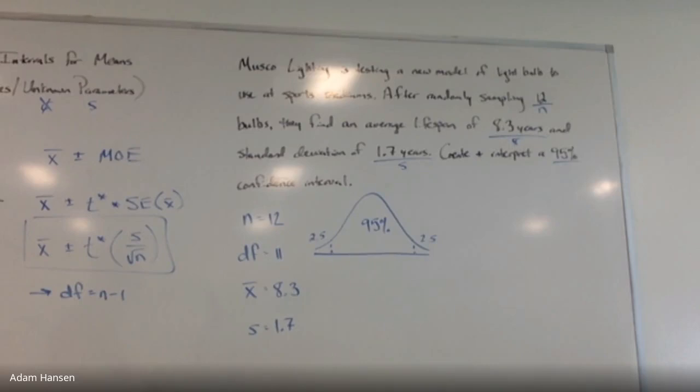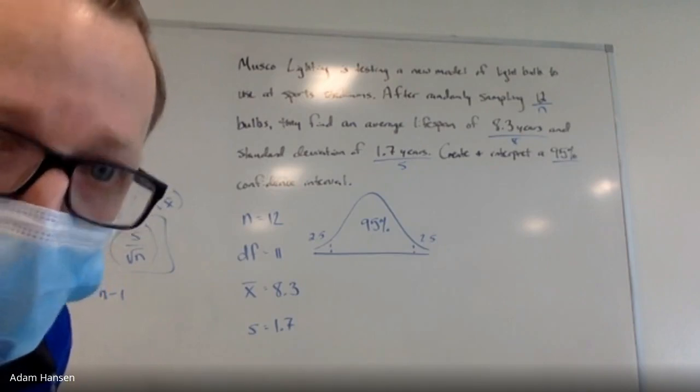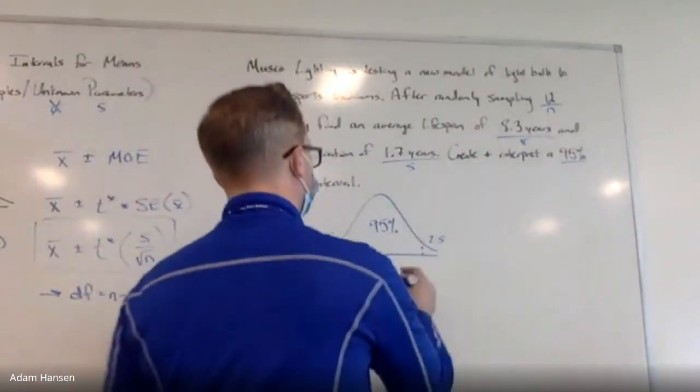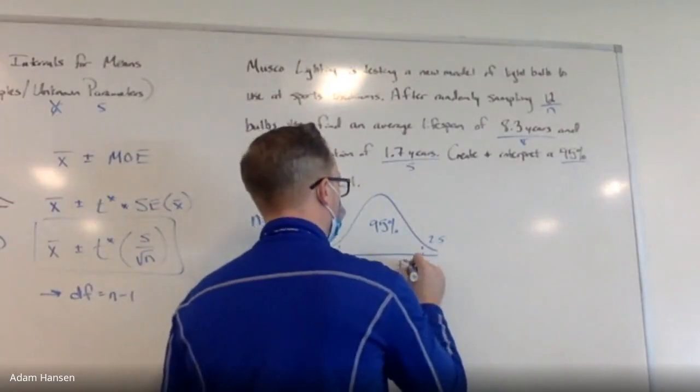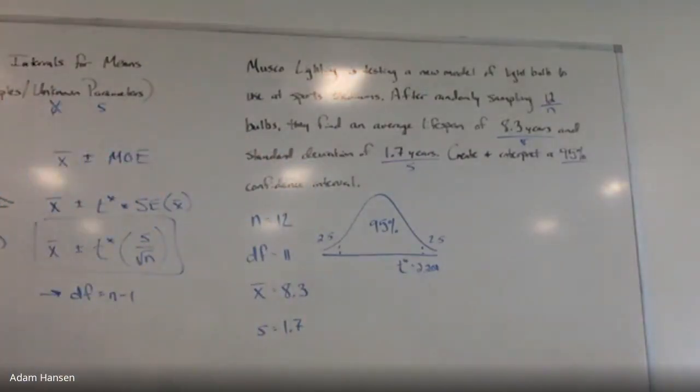We have 11 degrees of freedom, so I know I'm in this row right here. We have 5% error, or 2.5% in either tail. So what is that, as we practiced earlier? 2.201? Is that right? 2.201 standard deviations above and below the mean capture 95% of the distribution.